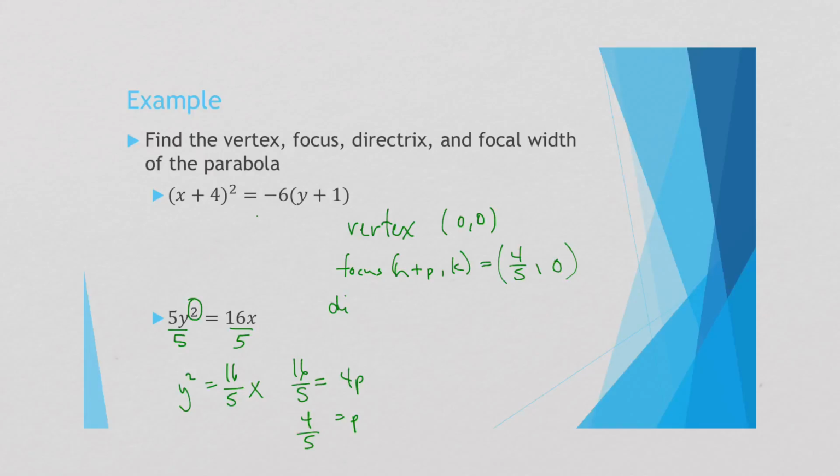My directrix is X equals H minus P, which means X equals negative 4/5, because 0 minus 4/5. And my focal width is the absolute value of 4p, so focal width is 16 over 5. And I've answered all my questions. Remember, you're going to do these all from your formula sheet.